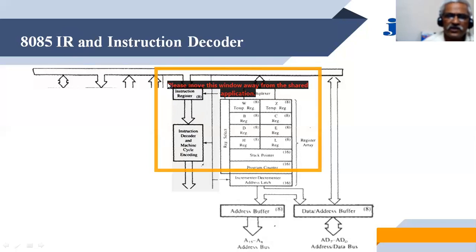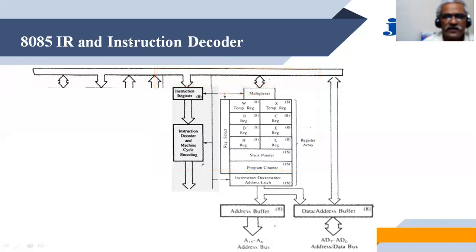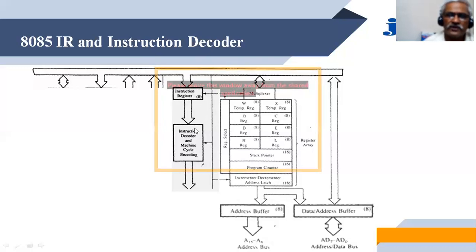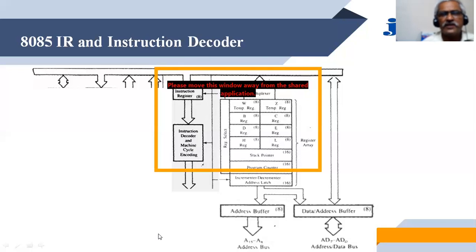Then the operation code part of the instruction is transferred into the instruction decoder. This instruction decoder decodes the instruction code or the operation code and then transfers that decoded operation code to the control unit so that the control unit can take appropriate actions to control the different parts of the microprocessor.